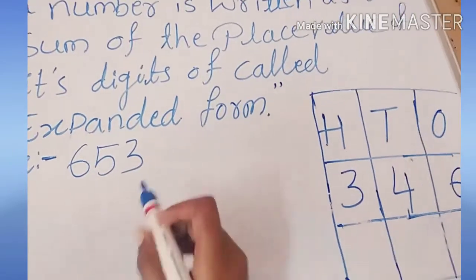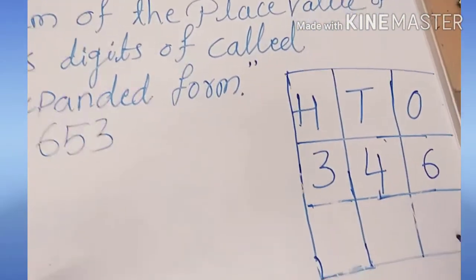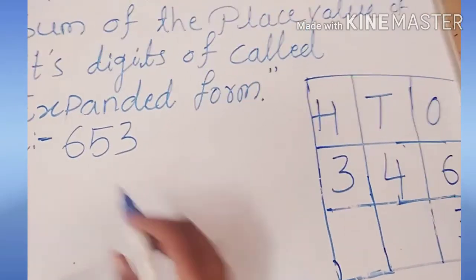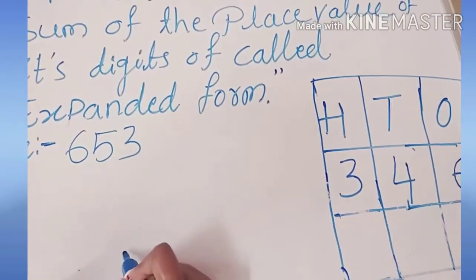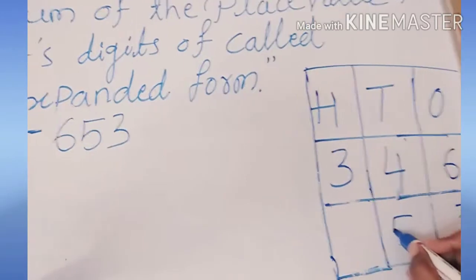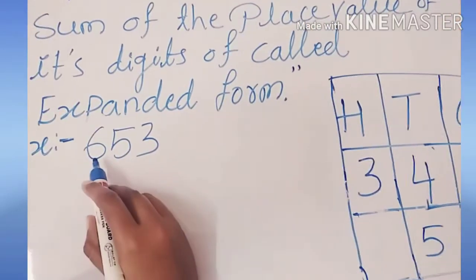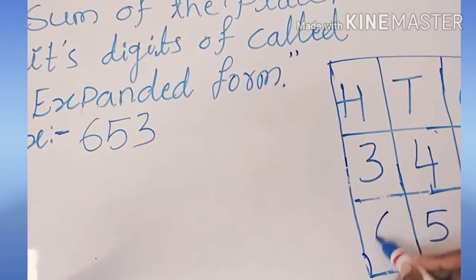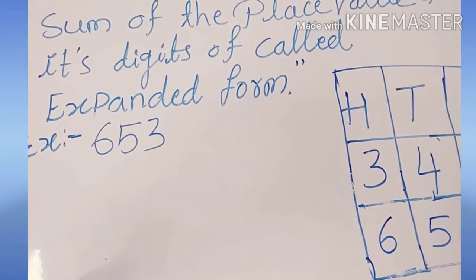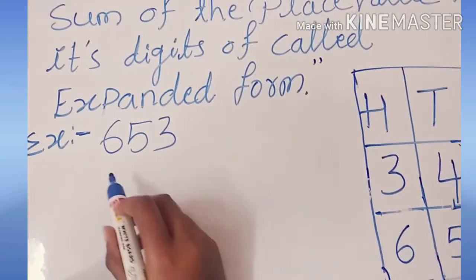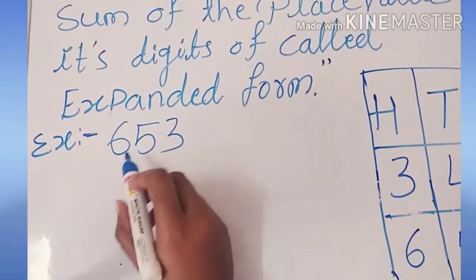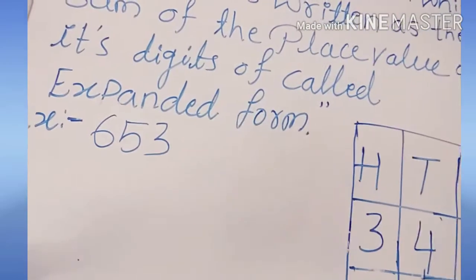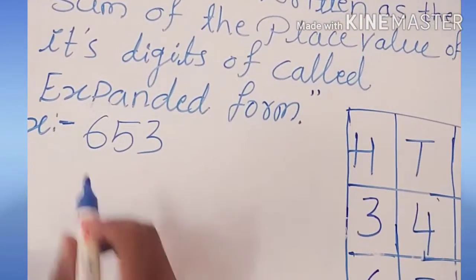3 is in 1's place, so I will write here 3 on 1's place. And 5 is in 10's place, so I am writing here 5 on 10's place. 6 is in 100 place, so I am writing here 6 on 100 place. Now I have put all the numbers on their places. Now we will write the expanded form of this number.